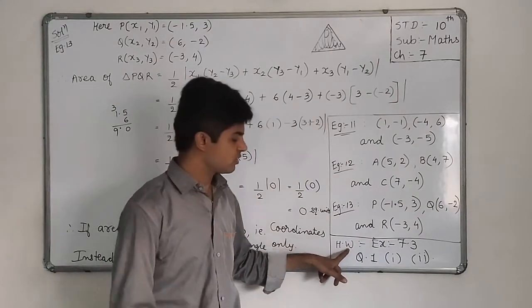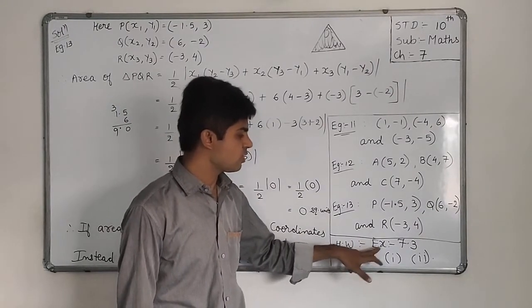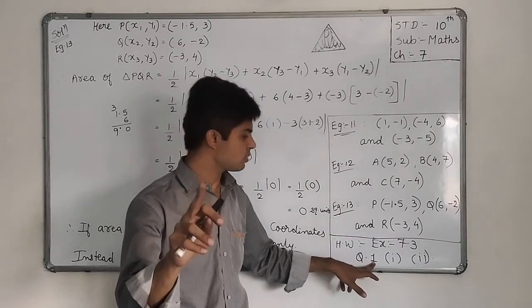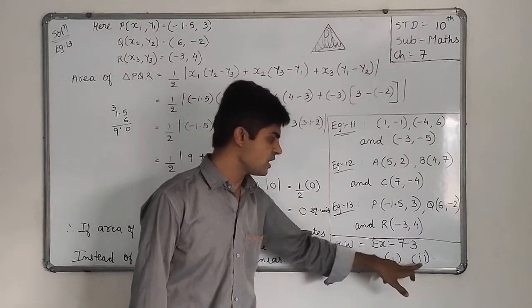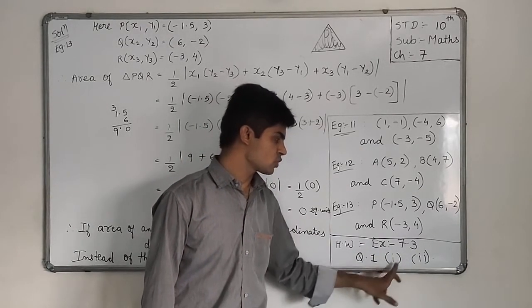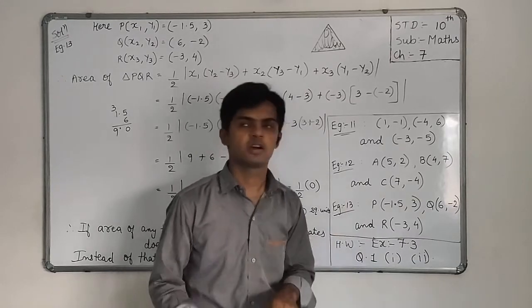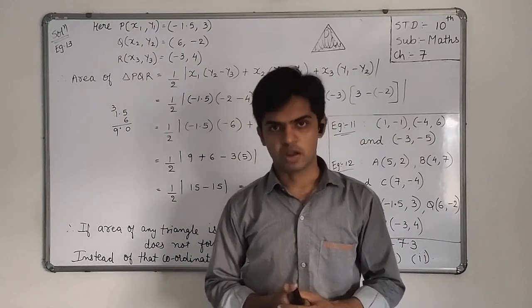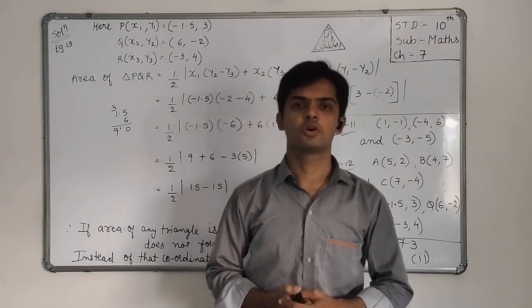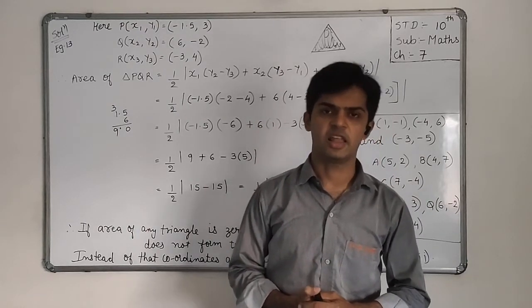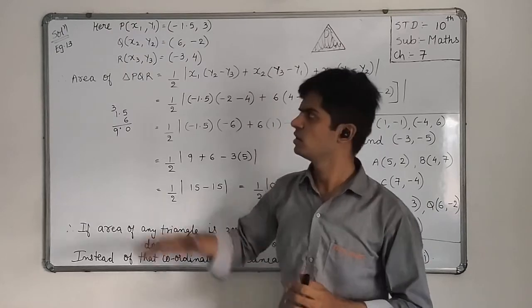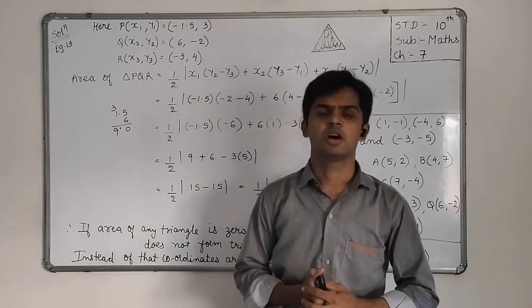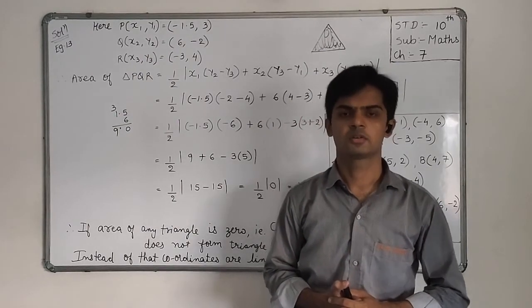Now, based on these 3 examples, 11, 12 and 13, 2 questions are there in homework for you that are from exercise 7.3. Question number 1, and in question number 1 there are 2 sub questions, 1 and 2. So these 2 sums you have to do in homework after completing the 13th example in your fair book. Okay? Understood? Hope you have understood today's lecture. In the next lecture we will continue with example number 14, and based on that example number 14, the sums of the exercise. Okay? Thank you.